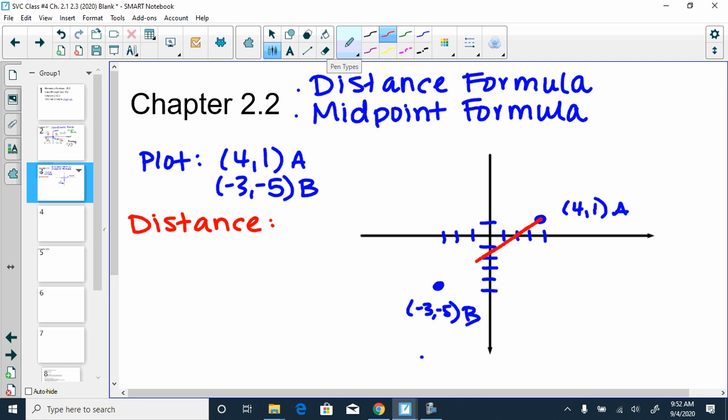So how far is that distance from here to there? Okay, and you can probably kind of estimate, but the distance formula will give us an exact distance to that segment. So the distance formula is the square root of (x1 minus x2) squared plus (y1 minus y2) squared. Okay, so as far as the distance formula, let's go ahead and plug in our values.